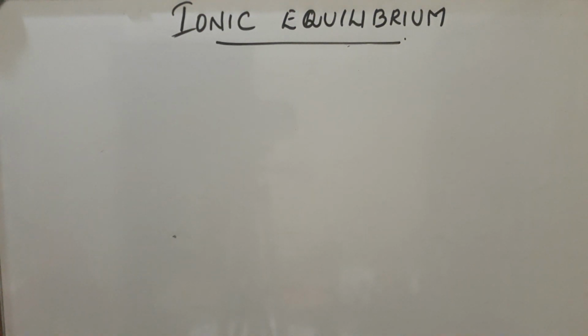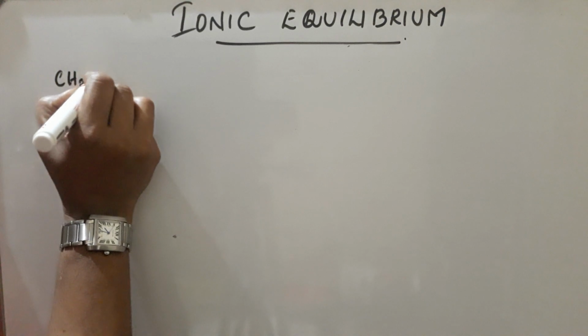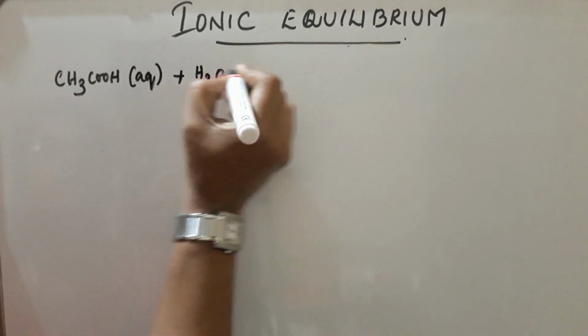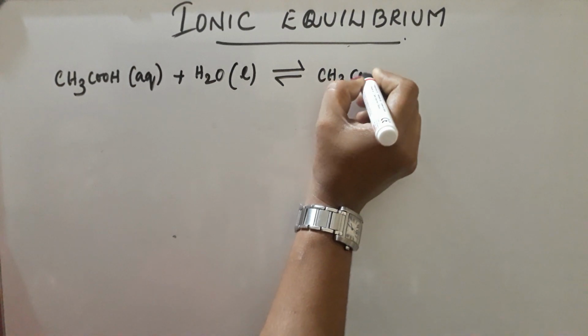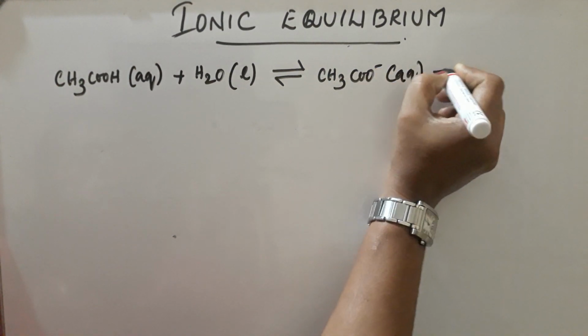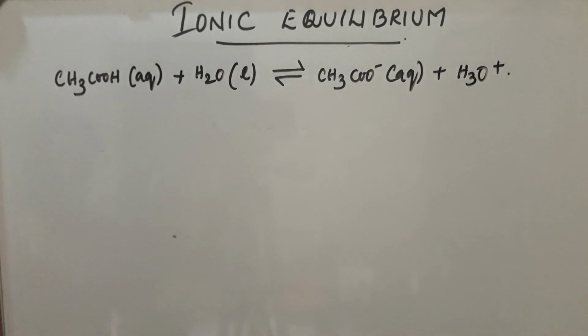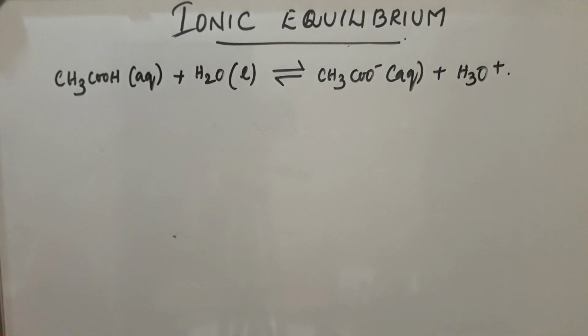This ionization of acetic acid is a reversible process, because partial ionization is taking place. So, CH3COOH plus H2O gives, reversible process, CH3COO minus plus H3O plus. So in this case, after some time, a dynamic equilibrium is established between the ionized molecules and unionized molecules. This equilibrium is known as ionic equilibrium.